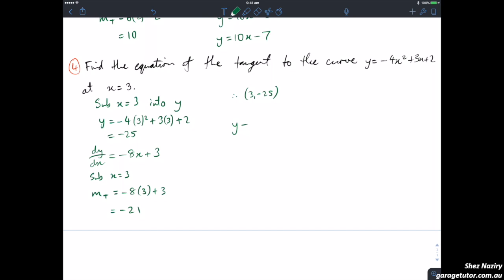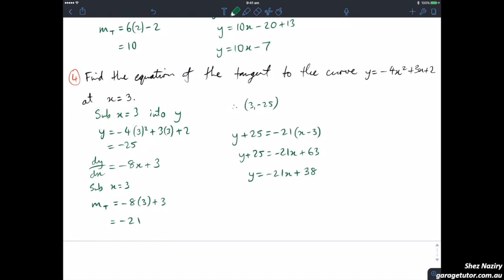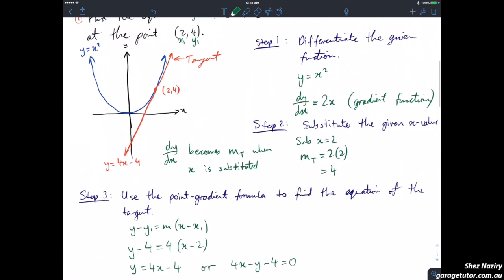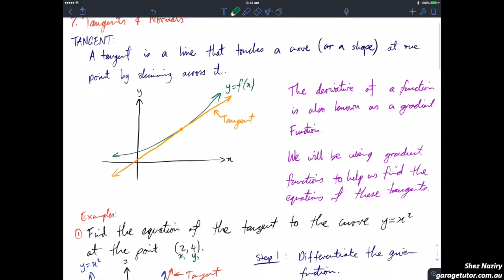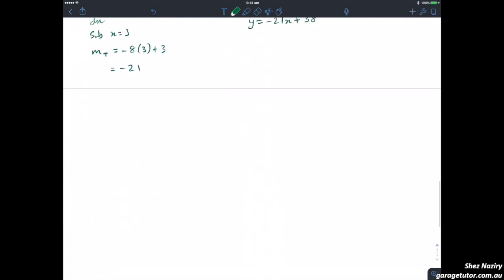So y minus negative 25, which becomes y plus 25, equals negative 21(x minus 3). y plus 25 equals negative 21x plus 63. And just subtract that 25. You will end up with 38. All good? Okay, excellent. Now, let's move on to the normal. Let me just, yep, so the normal.